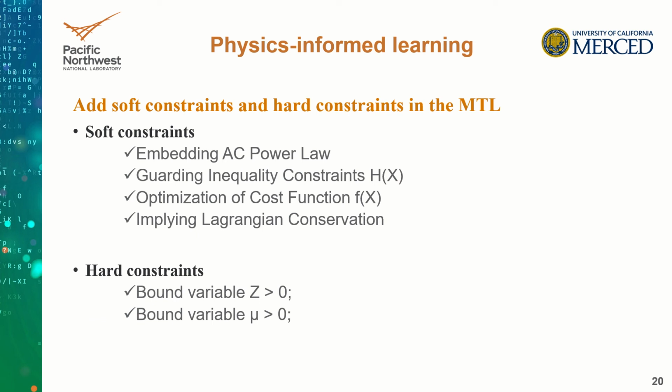So these two pieces of physical information will guide the model training to improve the model accuracy and feasibility. In our paper, we add 4 soft constraints in total, and you can find more details in our paper. Also, we will add some hard constraints on the variables z and mu to guarantee these two variables will always be greater than 0, which satisfies the inequality constraints on the variables z and mu.